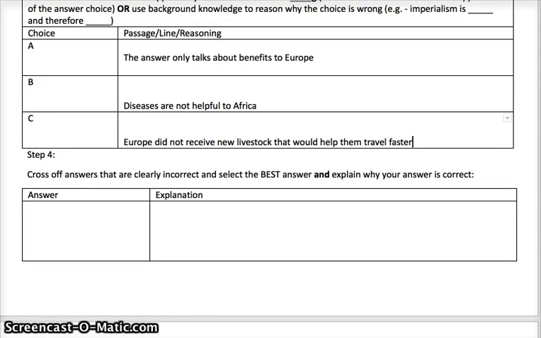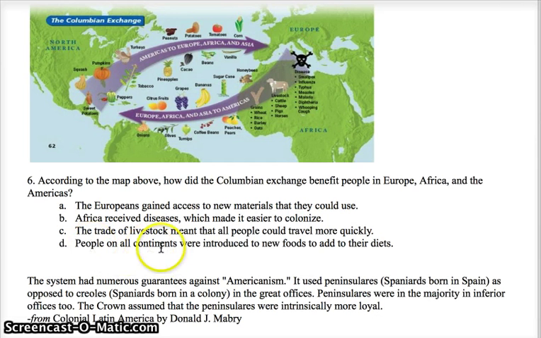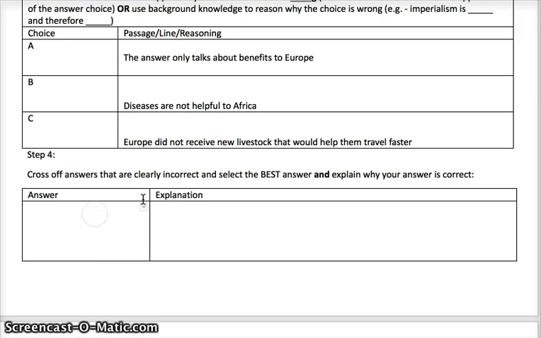So I'm left with answer choice D. People on all continents were introduced to new foods to add to their diets. That was my answer that I came up with on my own after looking at the map, that all 3 continents got new foods, and this would be helpful to all 3 continents. So again, my explanation is new foods would be helpful to people on all of the continents, not just 1 or 2.